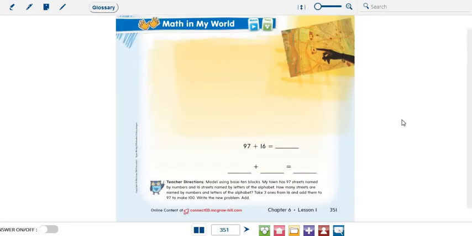Listen to this story. My town has 97 streets named by numbers and 16 streets named by letters of the alphabet. How many streets are named by numbers and letters of the alphabet? What do you think, grade 2? How can we find the answer?